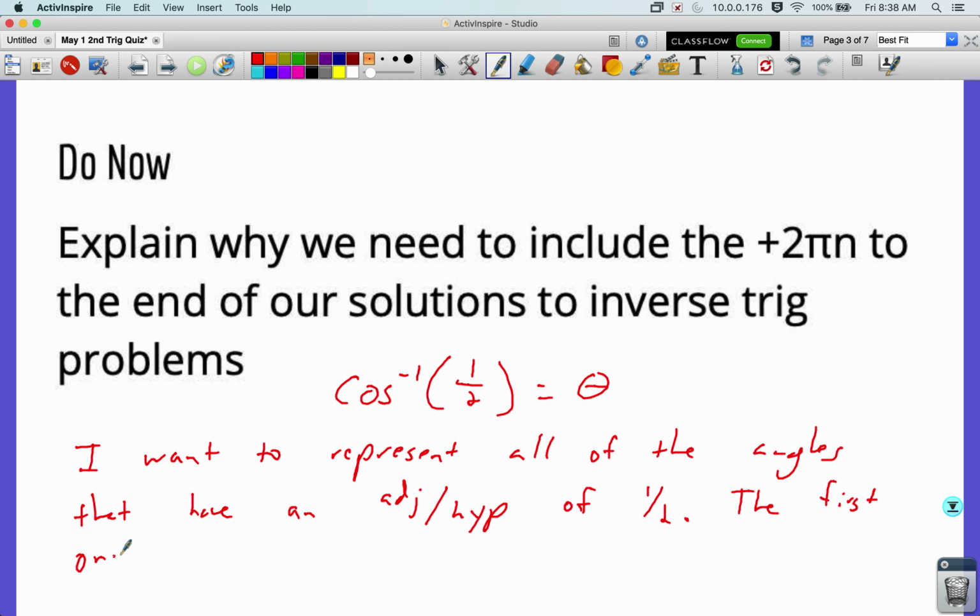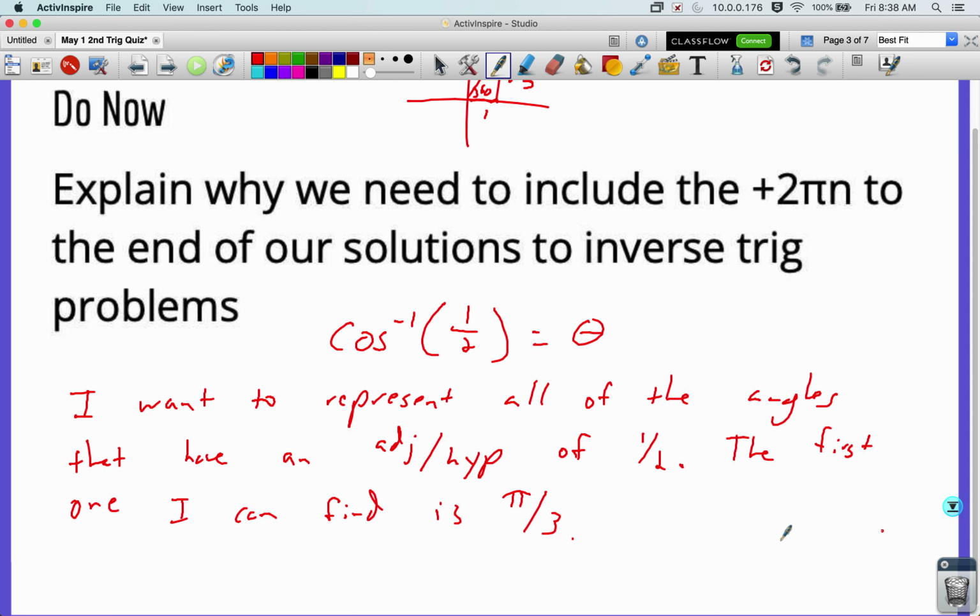The first one I can find is, let's see, if I make the adjacent 1 and the hypotenuse 2, that's our 1, 2, and the square root of 3 triangle. That's a 60 degree, well, we're going to say pi over 3. All right. So I want to represent all the angles that have an adjacent over hypotenuse of 1/2. The first one I can find is pi over 3.